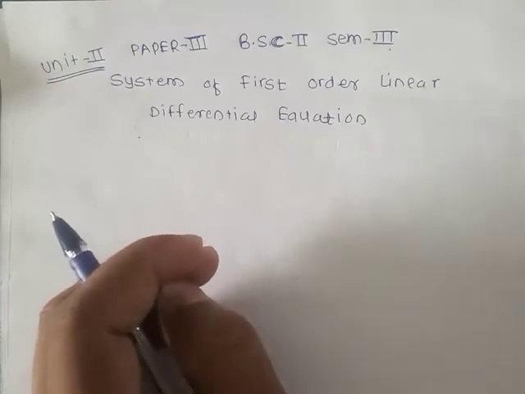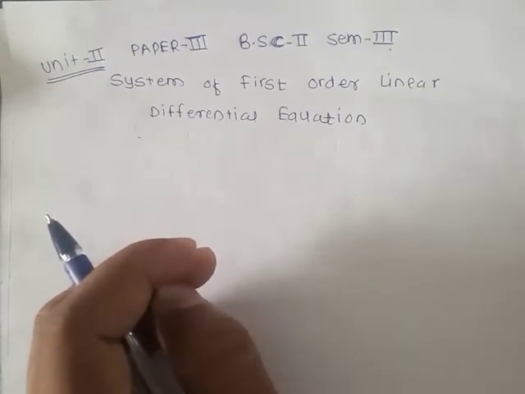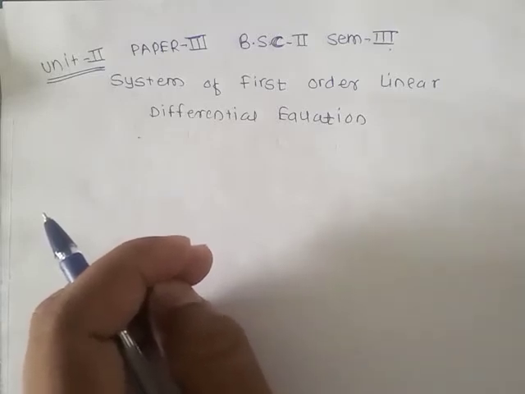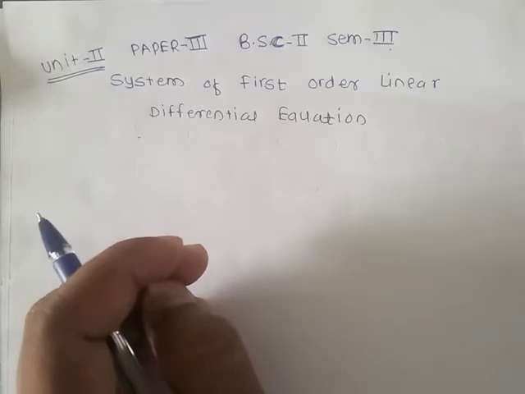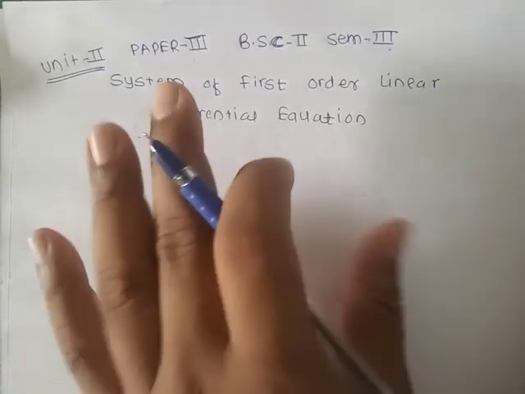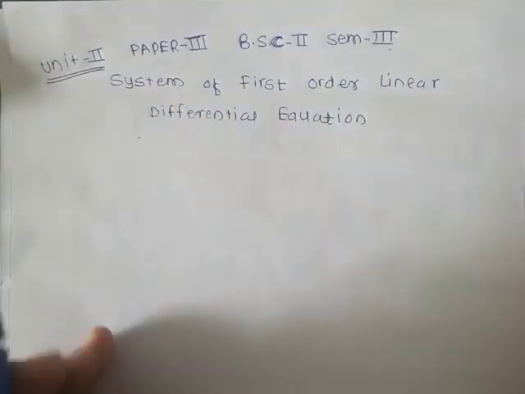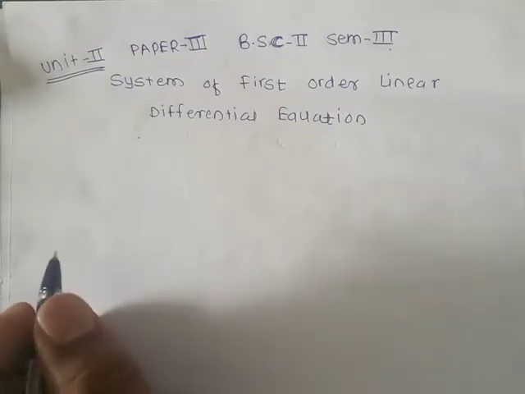याच्या अगोदर आपण मागच्या युनिटमध्ये हायर ऑर्डर होमोजेनियस डिफरेंशियल इक्वेशन विथ कॉन्स्टंट कोएफिशियंट, मेथड ऑफ व्हेरिएशन पॅरामीटर, कॉम्प्लिमेंटरी फंक्शन, जनरल सोल्युशन म्हणजे काय, कंप्लीट सोल्युशन म्हणजे काय, ह्या सगळ्या गोष्टी बघितलेल्या आहेत. तर आज आपण सिस्टम ऑफ फर्स्ट ऑर्डर लिनियर डिफरेंशियल इक्वेशन बघणार आहोत.